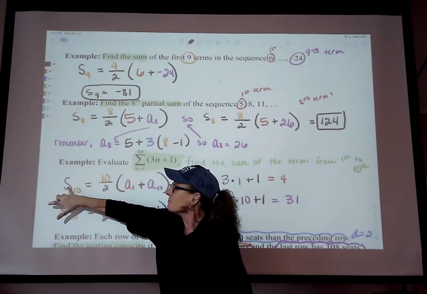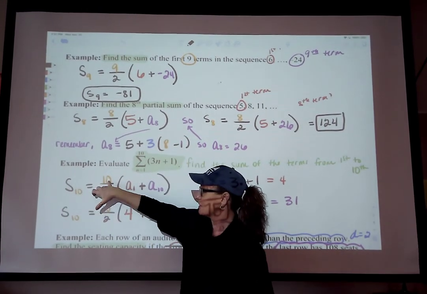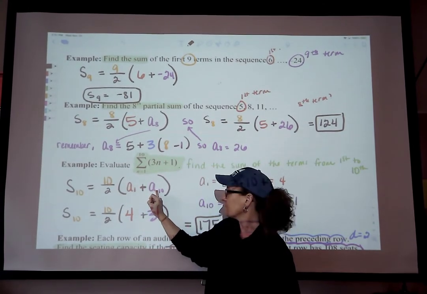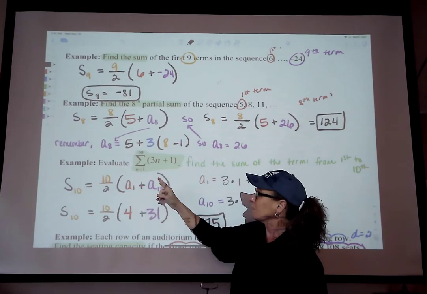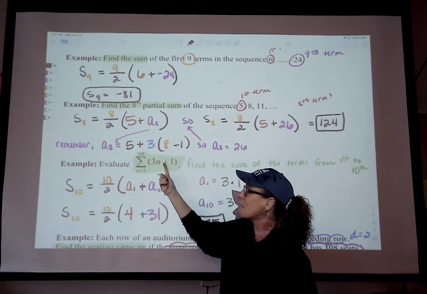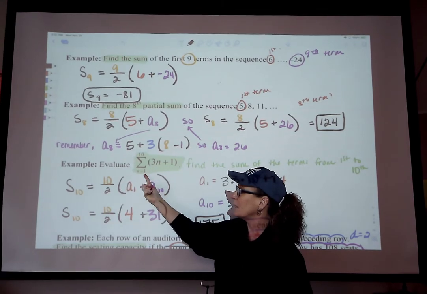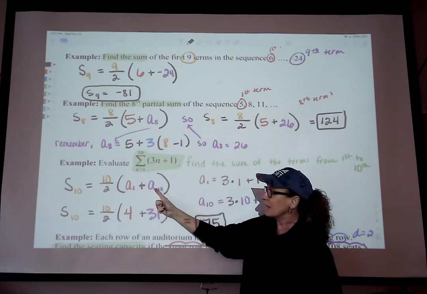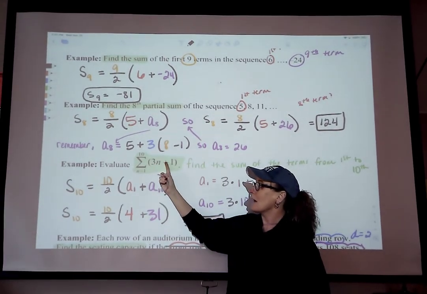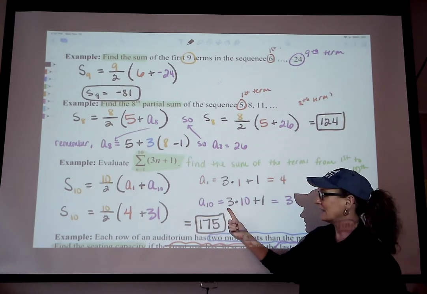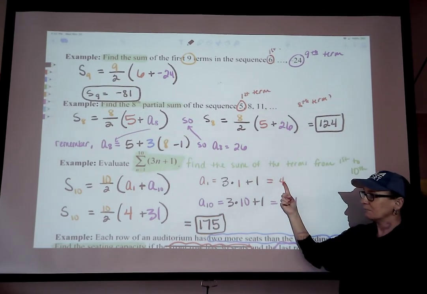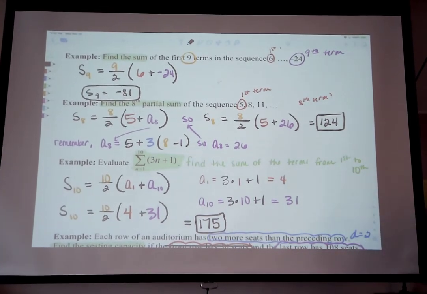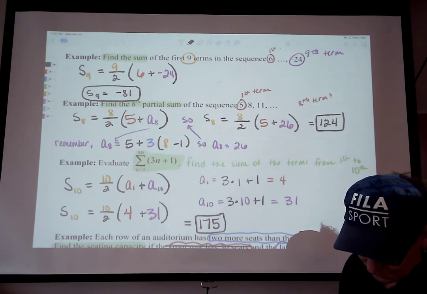So, obviously, we want the sum of the first 10. 10 goes there, 10 goes there. We need our first term and we need our 10th term according to the formula. To get our first term, do this math when n is 1. To get your 10th term, do this math for n being 10. First term, 10th term. Sub them in, do the math. Okay, this one's a little tricky.